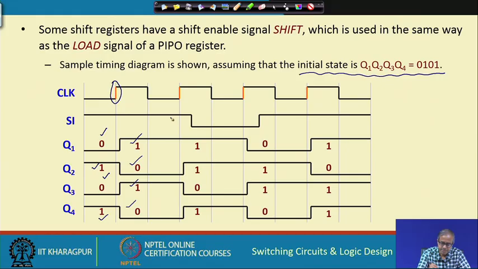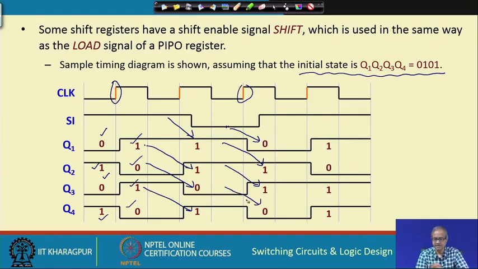Next clock comes, this 1 will come here, the previous value of q 1 will come here, the previous value of this will come here, and the previous value of q 3 will come here. Similarly, when the next clock comes, now SI is 0. So, this 0 will come here, this 1 will come here, this 1 will come here, and this 0 will come here. So, there is shifting going on, bits are getting shifted, q 1 to q 2, q 2 to q 3, q 3 to q 4.